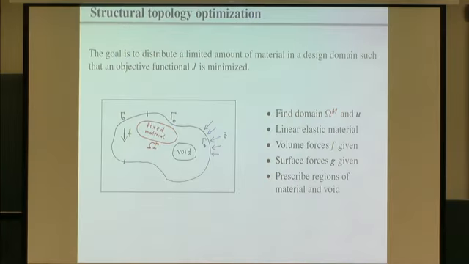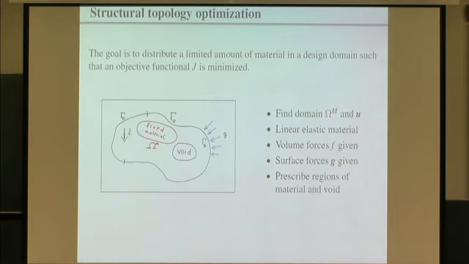So this is the idea. Our goal is that we're going to have a design domain. In this particular picture, the design domain will be the rectangle, and we'll call that omega. What we want to do is distribute a limited amount of material in this design domain, such that an objective function J is minimized. So what we need to do is find omega m. Here capital M stands for material.